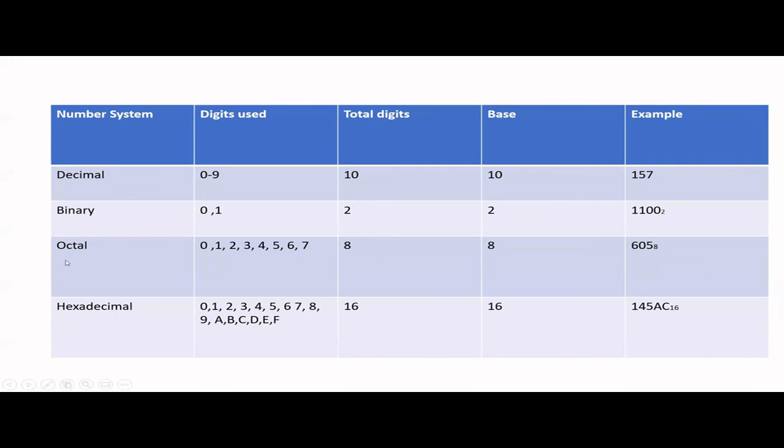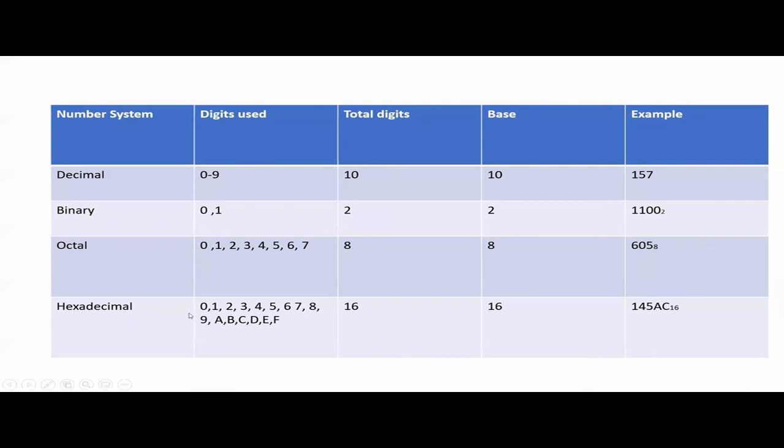And this is octal. You have 8 digits: 0, 1, 2, 3, 4, 5, 6, 7. Base is 8, and you can write your number like this with the base 8. If you don't write this base, it's just 605. But if you write the base, the decimal value for this number is a totally different number. I will tell you how to do the conversions in the next part, but you have to write this base.